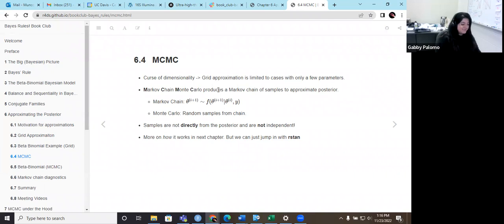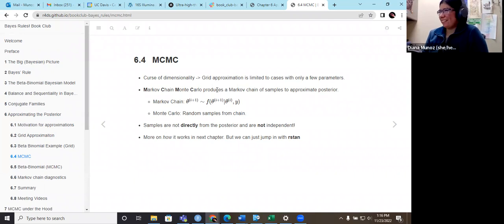Yeah, so these types of simulations produce at least one Markov chain to approximate the posterior, but you should use multiple Markov chains to get a better estimate of the posterior. And these samples are not directly from the posterior, and they are not independent. They're not independent because as the simulator is pulling values, the second value depends on the previous value, and then the next value depends on that second value, and so on. There will be more on that in the next chapter.